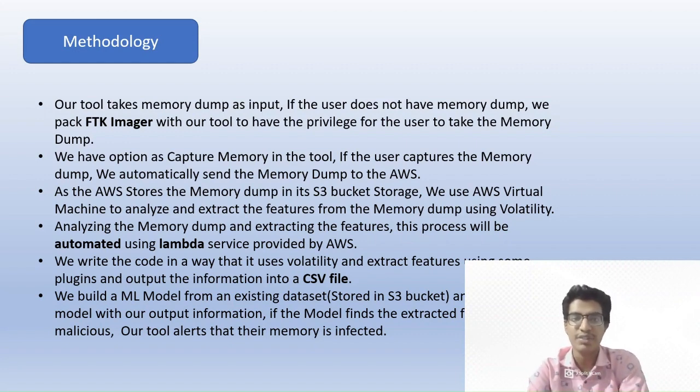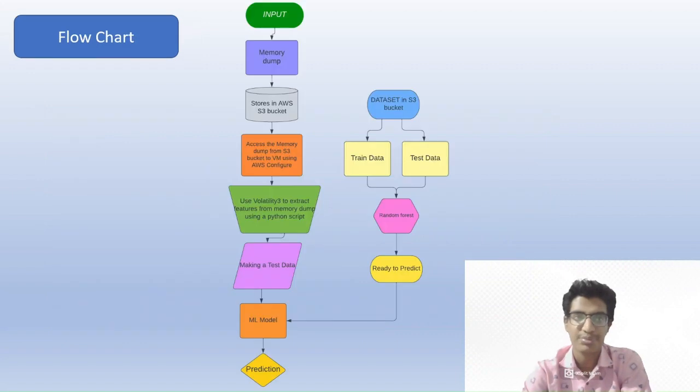Analyzing and extracting features will be automated using the Lambda service provided by AWS. We have Python code that uses Volatility 3 and extracts features using some plugins and outputs the information into a CSV file. We build a machine learning model from an existing dataset and test the model with our output information. If the model finds that the extracted features are malicious, then our tool alerts that the memory is infected.